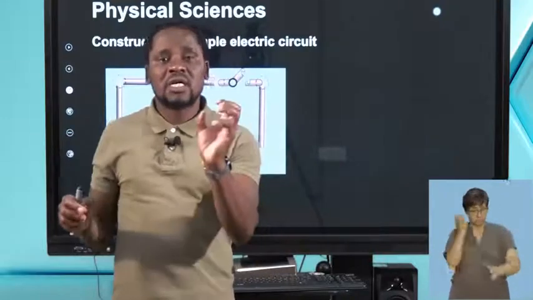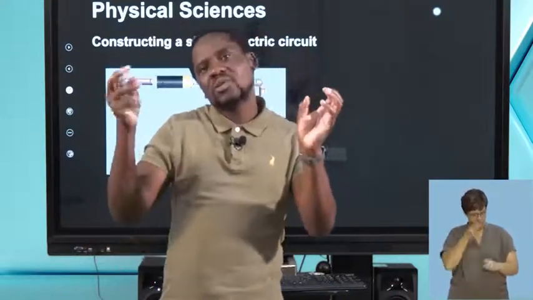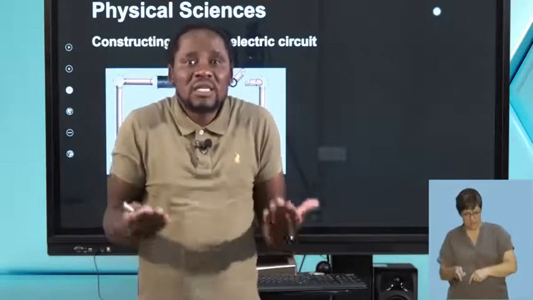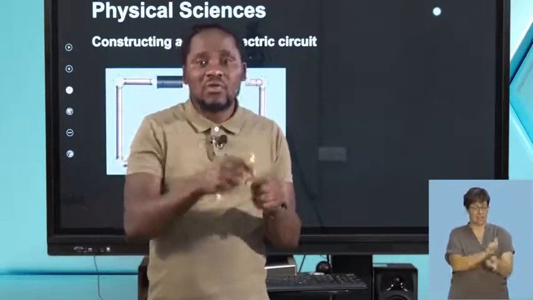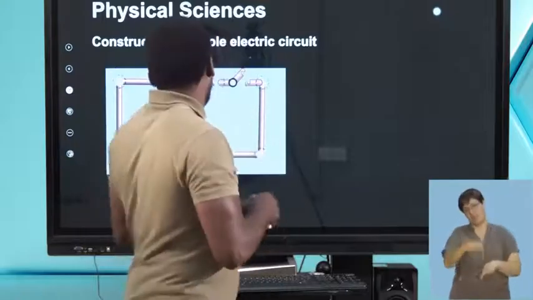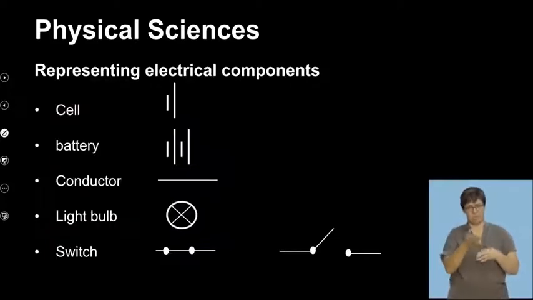So it means that there must be some form of energy converted or transformed to the other. So a circuit, as an example, says to us that energy is actually converted from one form to the other. So in constructing a circuit, we need certain components. What are these components?